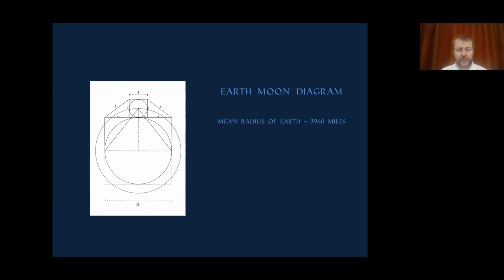Now, the mean radius of Earth is pretty much, just very slightly off, I think something like 99.96%, 3,960 miles. And the radius of the moon is 1,080 miles. Now, if we add those two together, we get 5,040 miles. And the reason why we're looking at this is because the radius of the Earth plus the radius of the moon is what we're looking at. So it's this height of 7 here, which can be represented as being 5,040 miles.